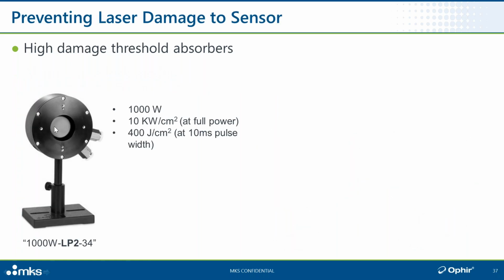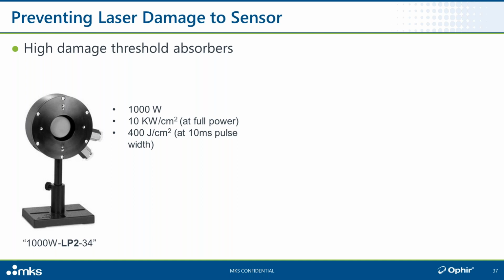Okay, the next challenge that we talked about is preventing damage. One way to prevent damage is making sure that you're using your sensor safely within the limits defined in the data sheet. But there are some things that we do to help you prevent damage. One of the most obvious ones is that we're constantly working, and so are all other manufacturers who make these kinds of measurement devices, to improve the absorber materials.